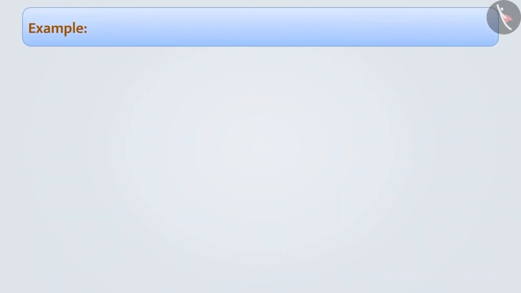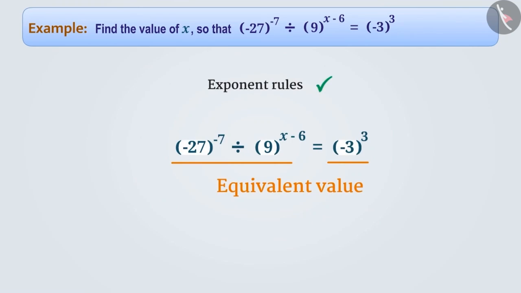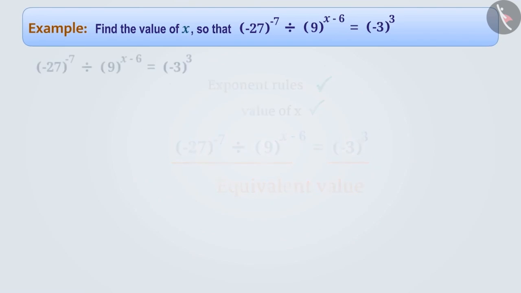Next example: find the value of x so that (-27)^-7 divided by 9^(x-6) is equal to (-3)^3. You must be aware of the fact that in an equation both the sides are of equal value. Here, if we somehow equate the bases of both the sides, then we can compare the powers. Along with this, we can also find the value of x. Come, let us solve it this way.